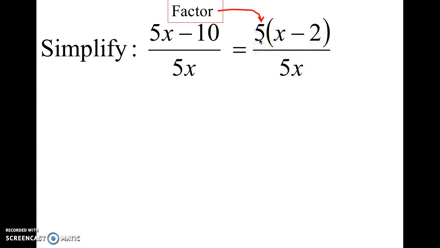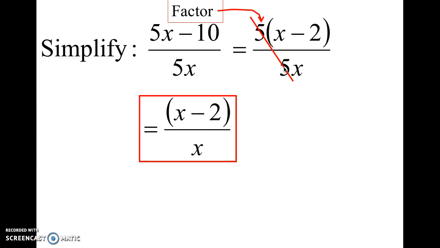So, 5 is a factor of the numerator as well as x minus 2. The factors of the denominator, let me repeat, are 5 and x. So, both 5 in the numerator and the denominator are the common factors of the rational expression. So, we can cancel it. So, what would be left is x minus 2 all over x.